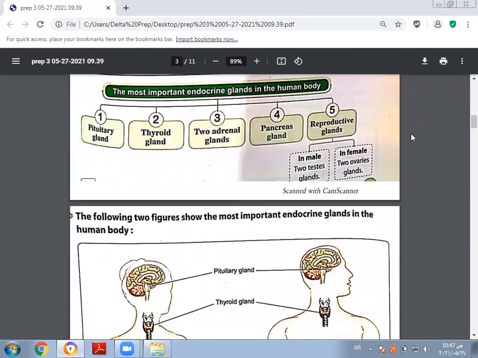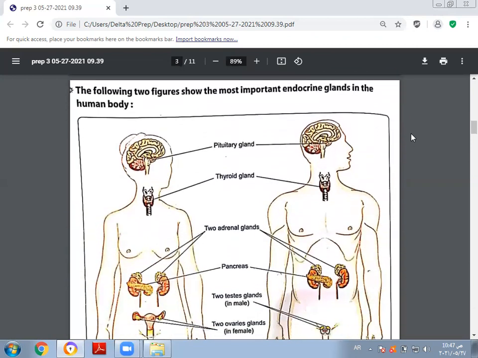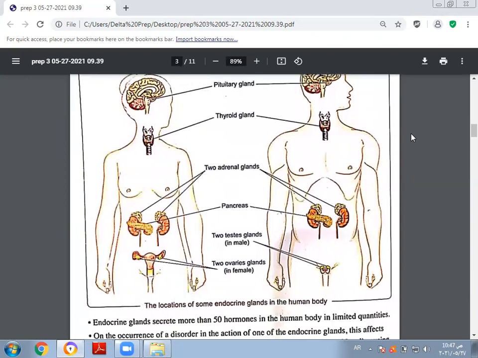In our body, there are a number of endocrine glands. We will study in this lesson the most important endocrine glands in the human body, which are: the pituitary gland, the thyroid gland, the two adrenal glands, the pancreas, and the reproductive glands, which include in males the two testes and in females the two ovaries. In the picture here, we can see the endocrine glands in both male and female humans.